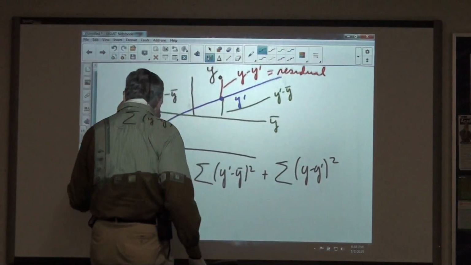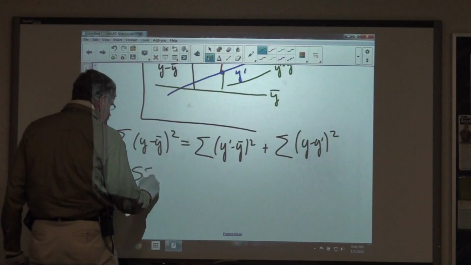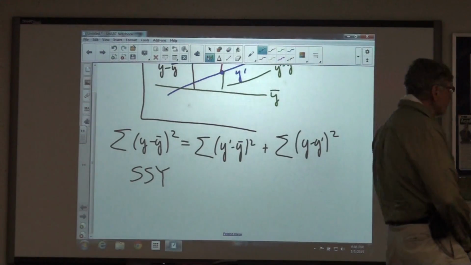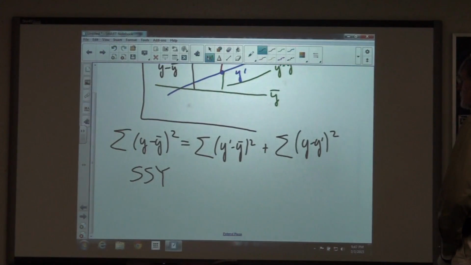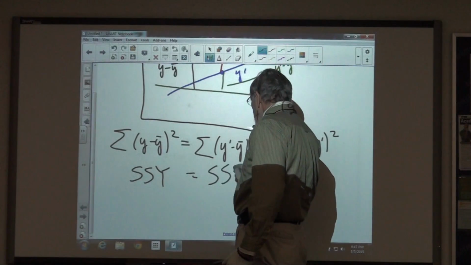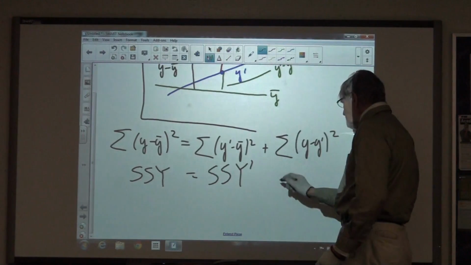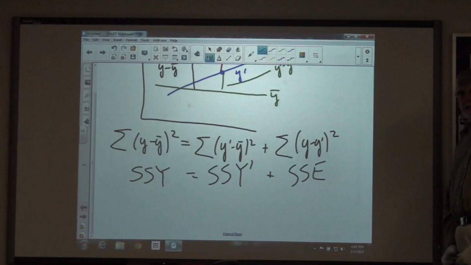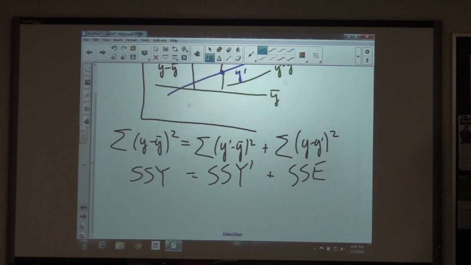So now let's give them some names. This is called the sum of squares of Y, the sum of squares of Y, because it's the sum of squares of Y measured off of the average line. And this is called the sum of squares of Y prime. And this is called the sum of squares of the errors, because the residuals are the errors, agreed? So these are the terminologies.